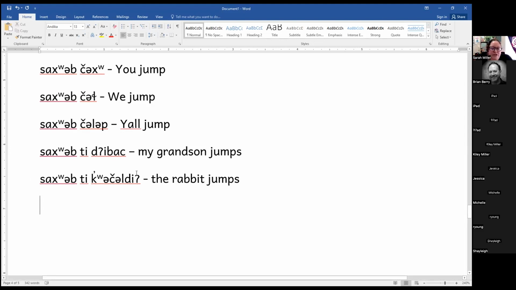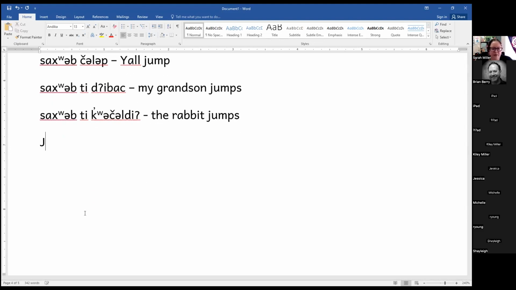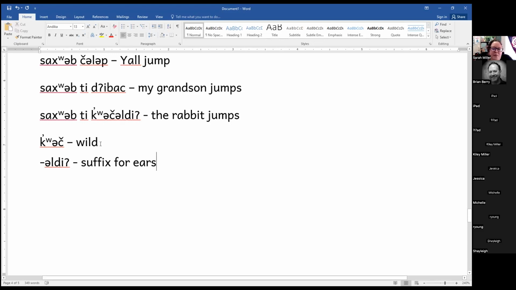Softweb T quetchaldi. Now this word is interesting because let me break it down. We have quatch. Quatch is wild. Then we have oldie, which is a suffix, which means it should have one of these in front because it attaches to the end. Suffix for ears. So the word for rabbit really is wild ears. Quatcheldi. Softweb T quatcheldi. The rabbit jumps. Isn't Lushootseed fun?